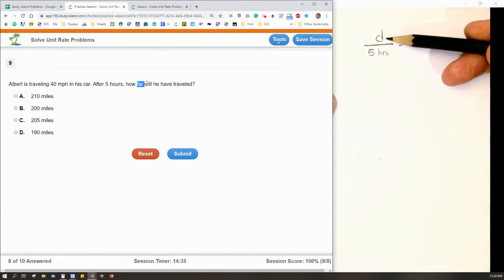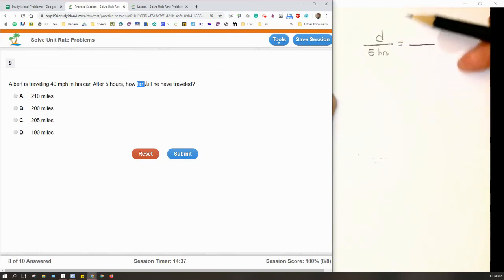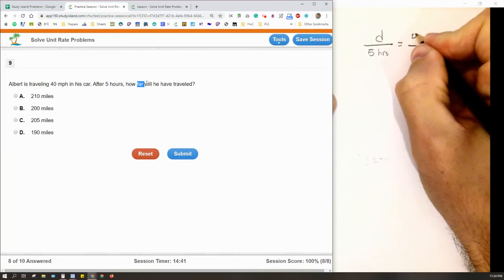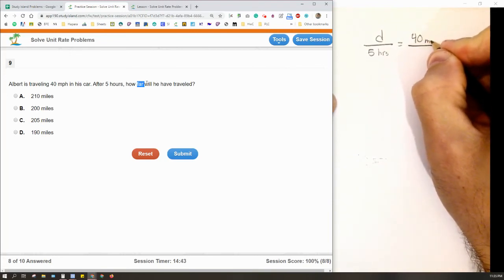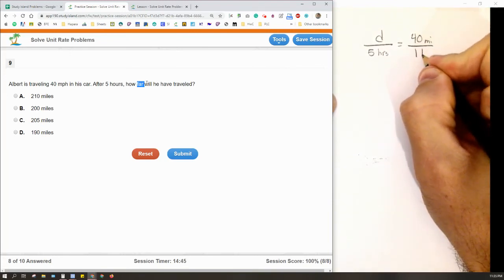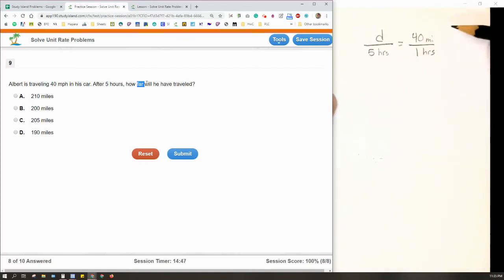Well, my other numerator was a distance, which is going to be measured in miles. So this numerator should be distance also. So it's going to be 40 miles over 1 hour. So notice again, the numerators are both miles. The denominators are both hours. That's how you know you're writing your proportion correctly. They should match up like that.